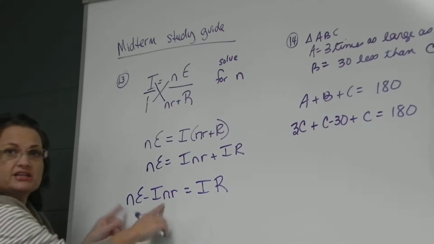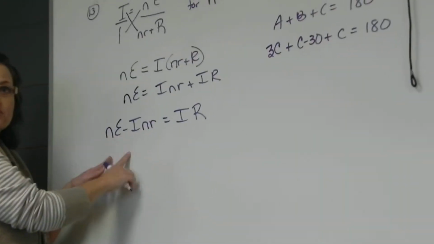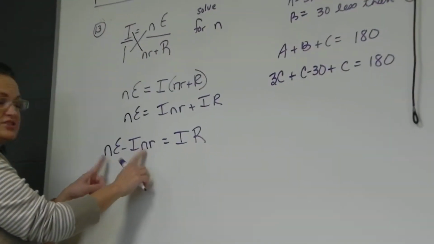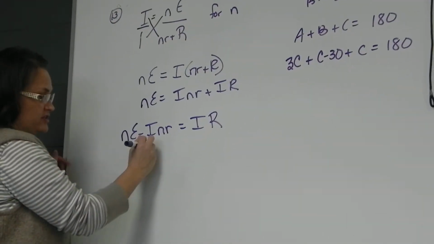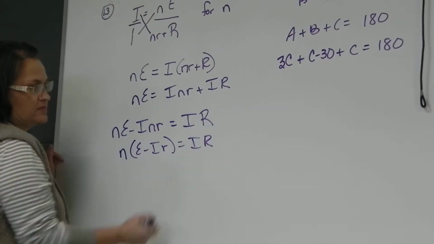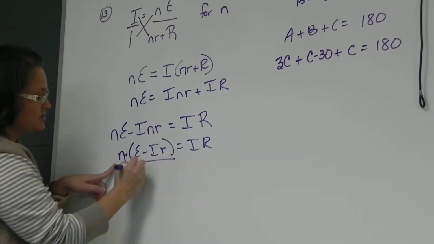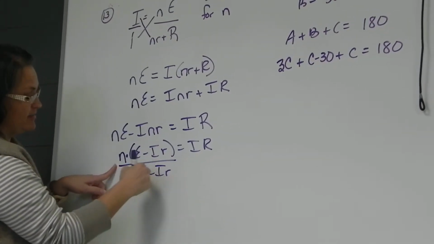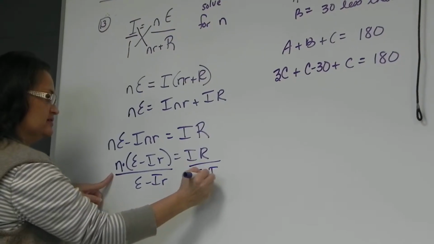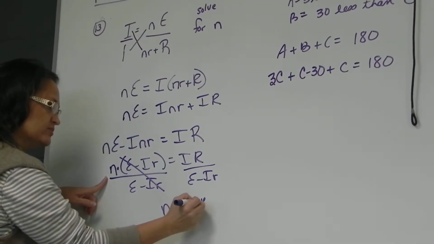Because there are 2 n terms that I cannot add or subtract, the strategy is to factor that out. The variable you're solving for is in 2 places, so you factor it. And then because now it's written in just one place times something, you can divide by that E minus IR on each side. That cancels that out and leaves n solved for, n alone.